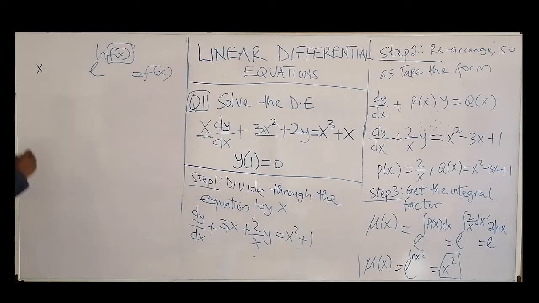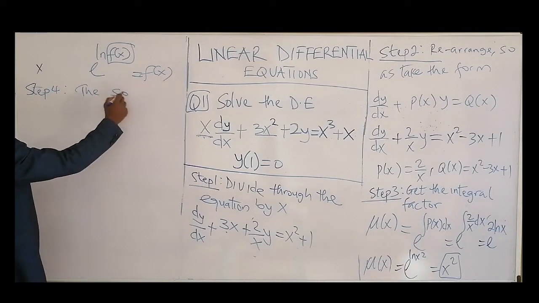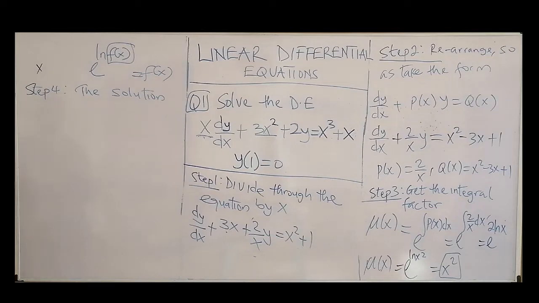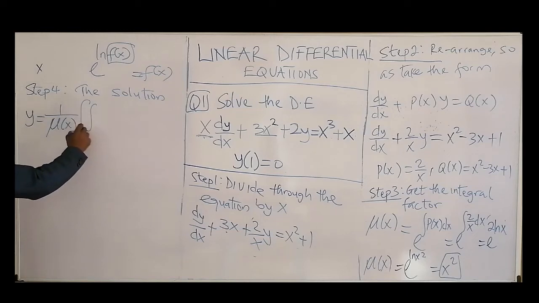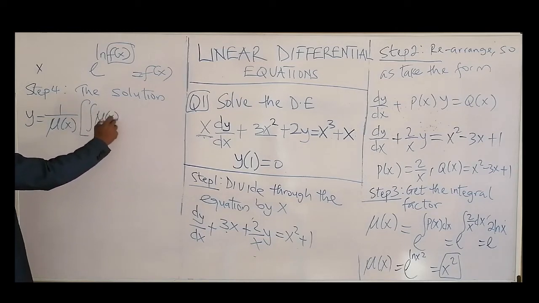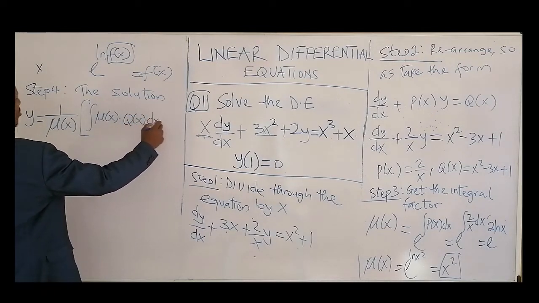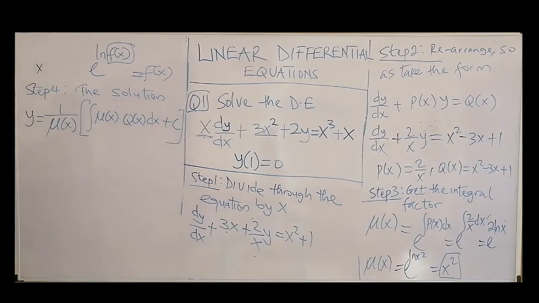The next thing to do now, which is the final step, step 4, is to get the general solution, the solution of the equation. The formula, since our equation is linear in y, is y equal to 1 over the integrating factor, times the integral of the integrating factor as a function of x times q of x, dx, plus c. So that's our general solution for a linear differential equation.